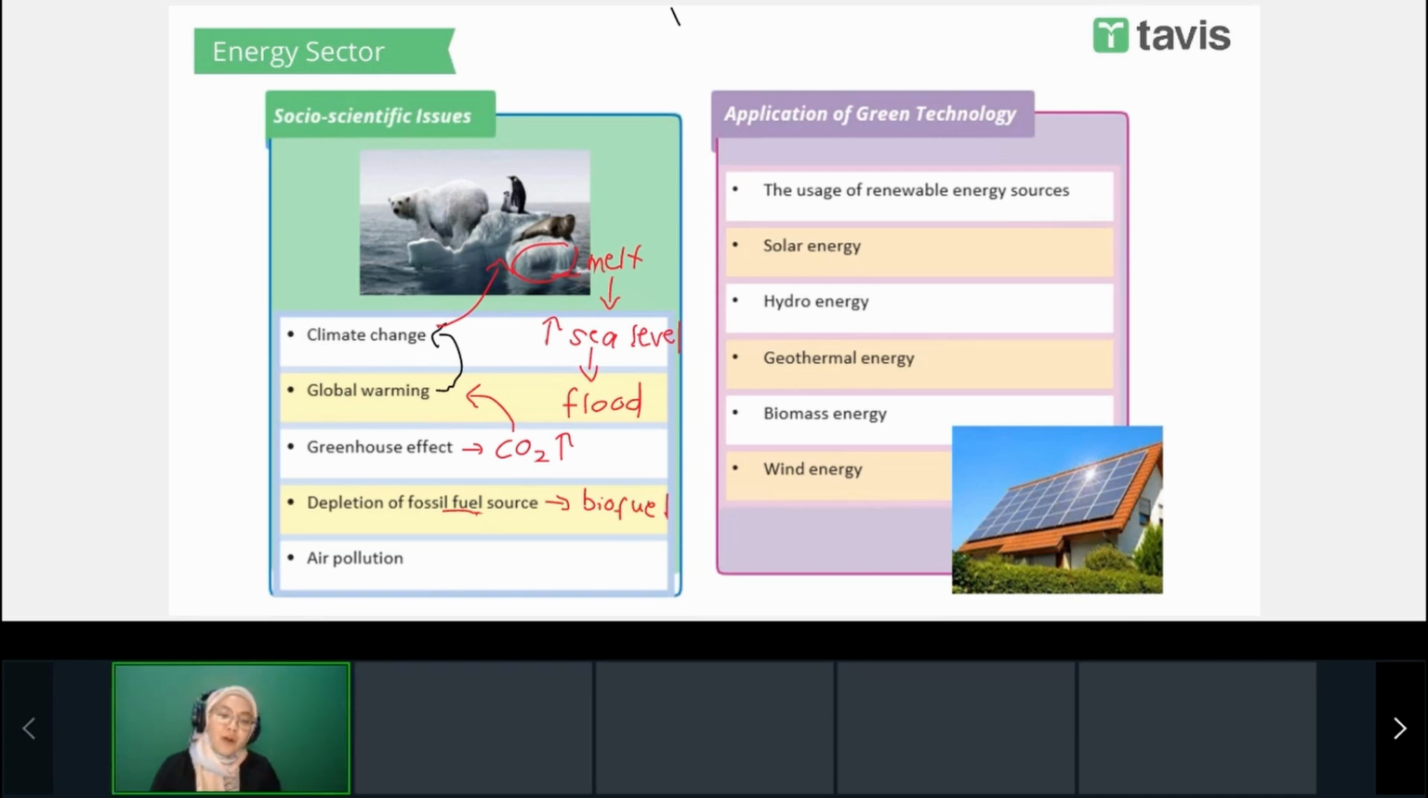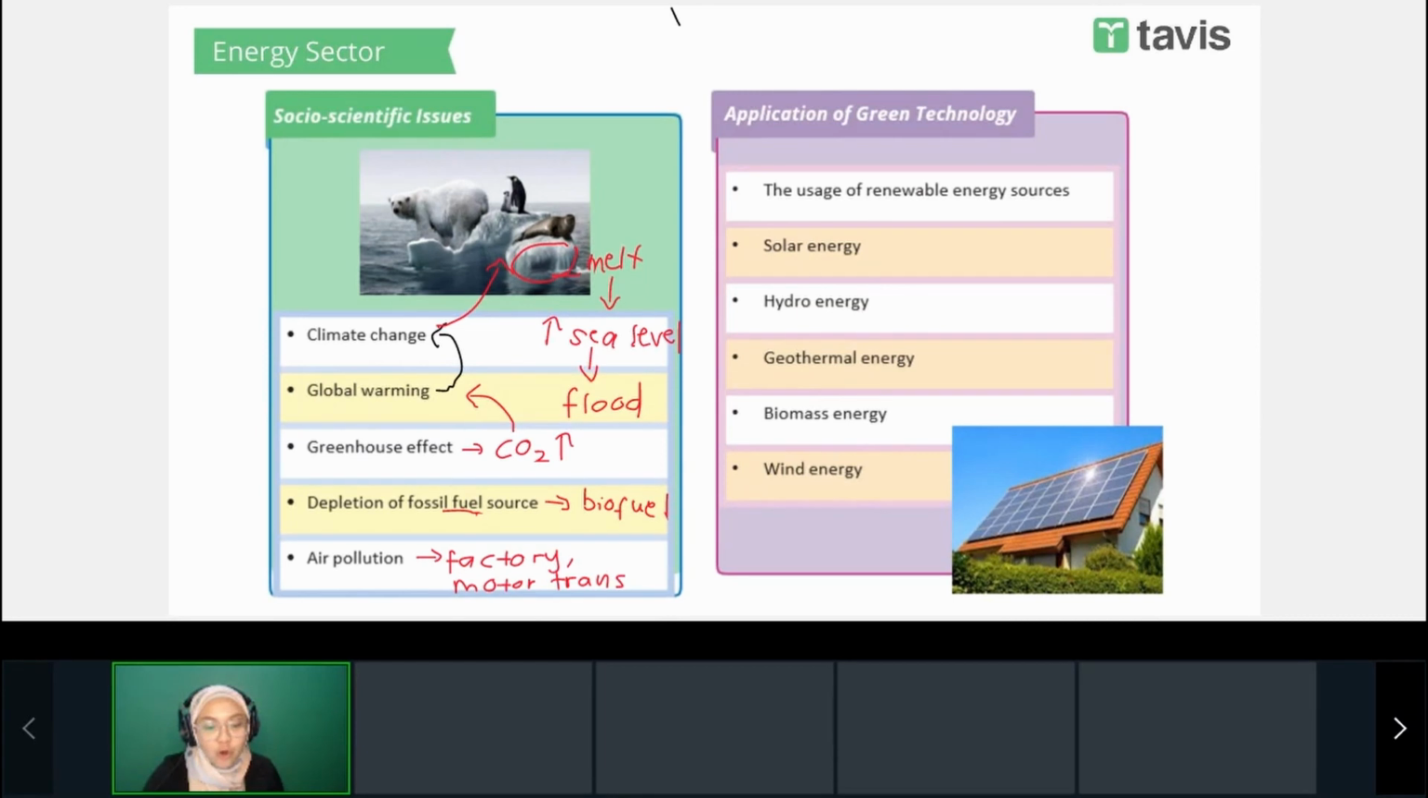Okay, apart from that, another socio-scientific issue that arises in the energy sector is air pollution. The release of carbon dioxide causes air pollution. The factories that release smoke cause air pollution, as do motor transports.